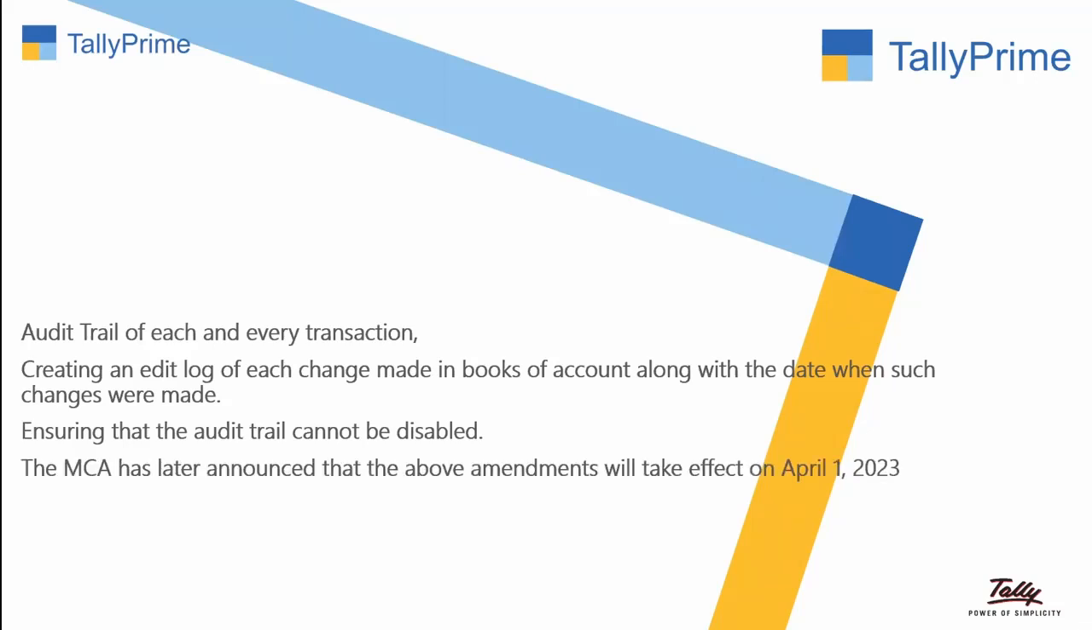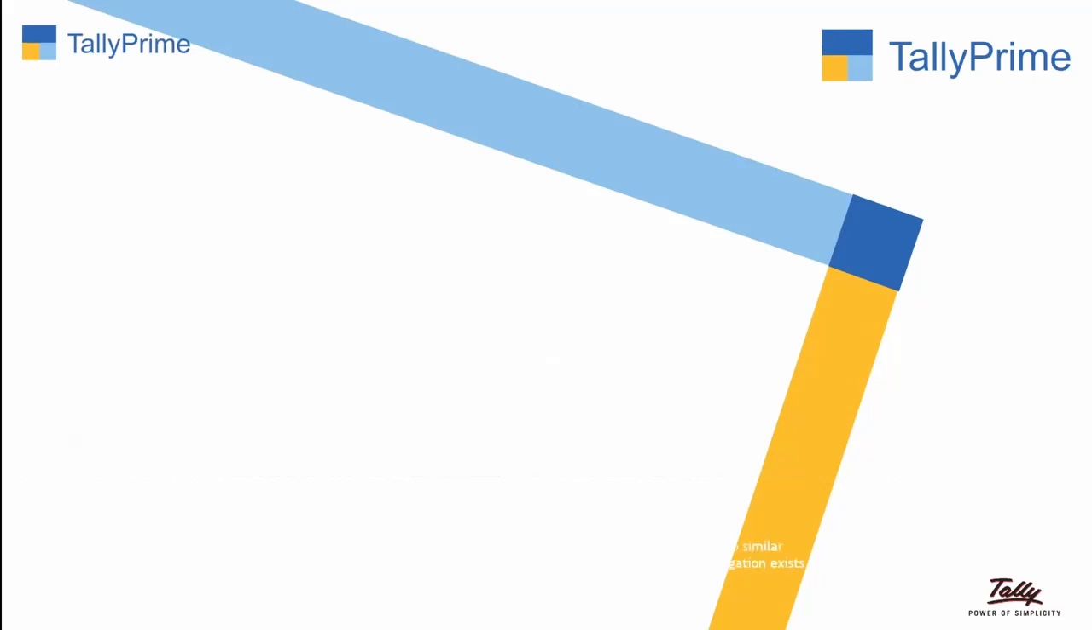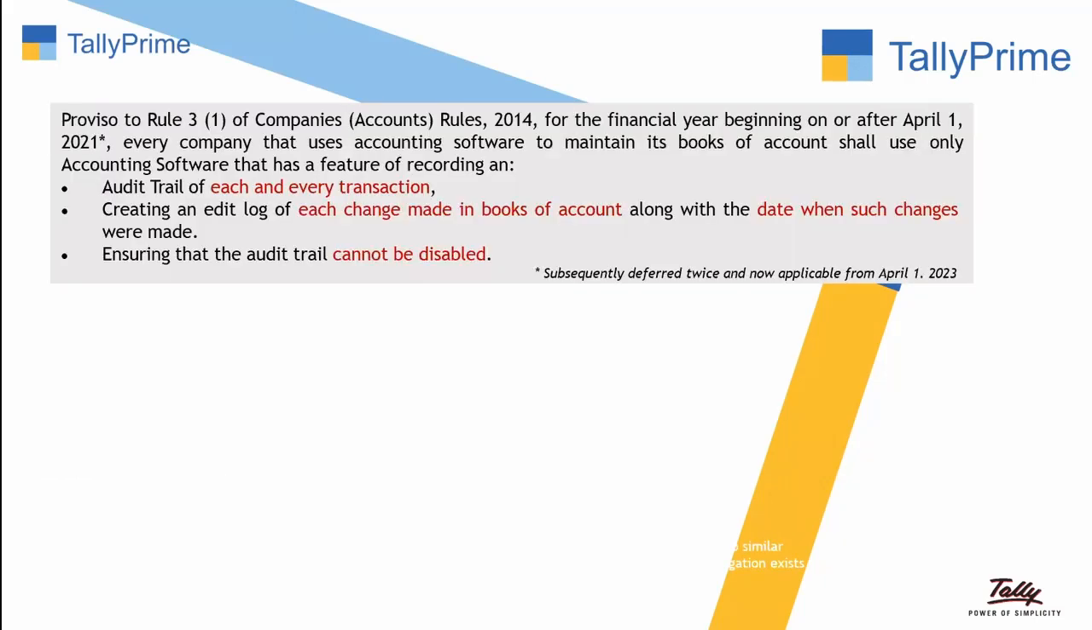But finally, the MCA announced that this will take effect from April 1, 2023. Just to paraphrase, these are the actual wordings that have been used: Proviso to Rule 3, Audit Trail of Companies Rules, for the financial year beginning, earlier it was April 2021, now it is April 1, 2023. So creating an edit log of each change made in the books, along with the date when such changes were made, and ensuring that the audit trail cannot be disabled.